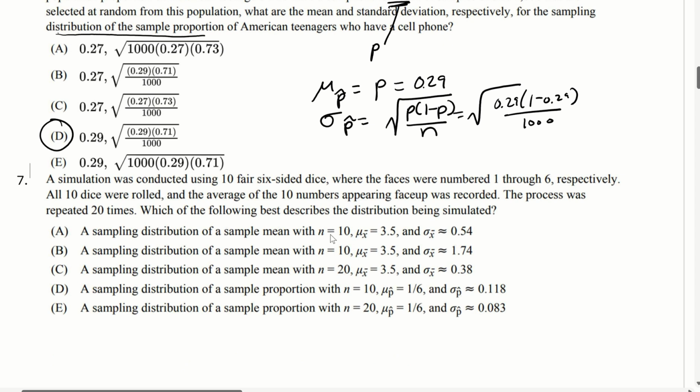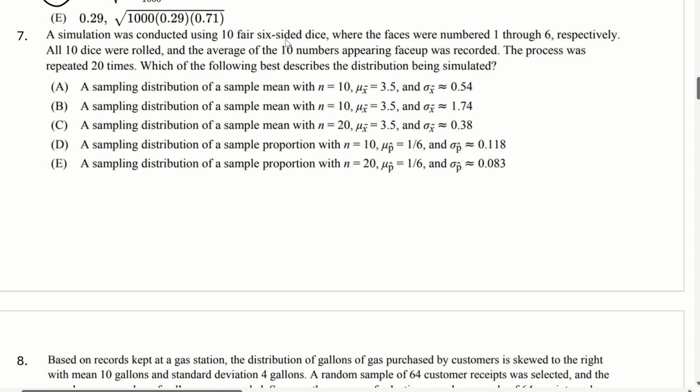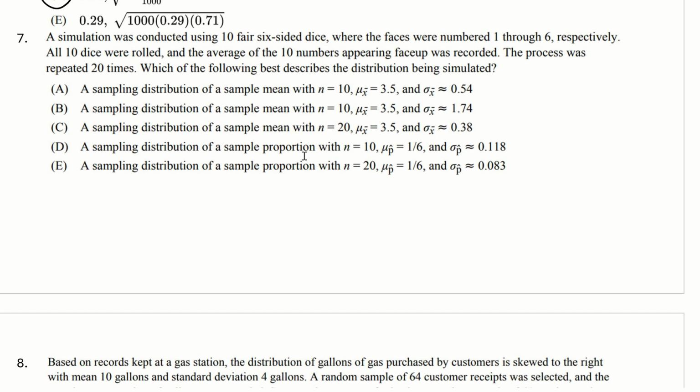All right, so number 7, a simulation was conducted using 10 fair 6-sided dice where the faces number 1 through 6. All 10 dice were rolled and the average of the 10 numbers appearing face up was recorded. The process was repeated 20 times. Which of the following best describes the distribution being simulated? Okay, so the process is repeated: 10 dice were rolled, average of 10 numbers, repeated 20 times.